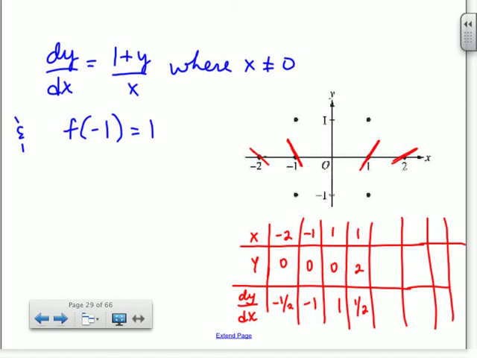So we have -1, 1. So -1, 1 gives me 2 on top, -1 on the bottom, so -2. So it's even more steep.